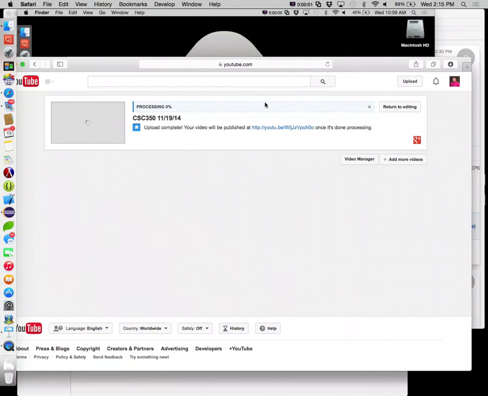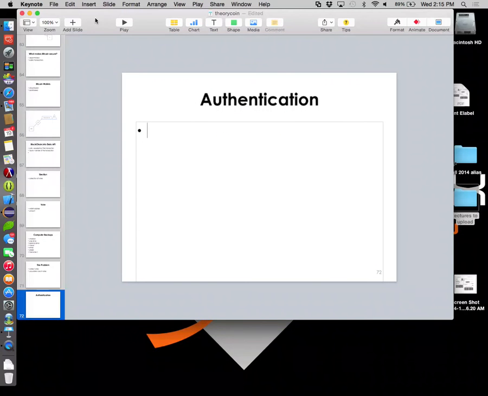It's actually recording. Yep. Okay, so for your homework, you were to investigate authentication, specifically kind of bank-like authentication, right?